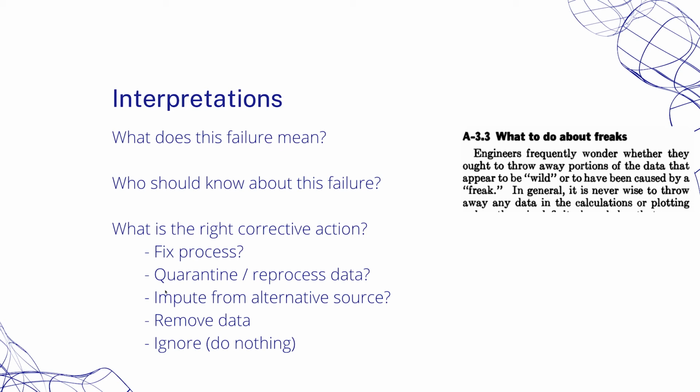On the right, I've got another image from the Handbook, which is what to do about freaks. So engineers frequently wonder whether they ought to throw away portions of the data that appear to be wild or to have been caused by a freak. In general, it is never wise to throw away any data in the calculations or plotting process. And this is a really important key idea when capturing points around data quality: just because you've got anomalies or things that fall outside of standard deviations, it's not an excuse not to capture these things.